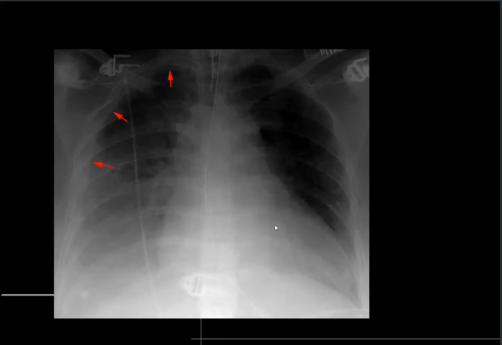There's massive cardiomegaly you can see. And well done to all those who spotted that the nasogastric tube was in the right place going below the left hemidiaphragm, and the endotracheal tube, which is here, is also in the right place.